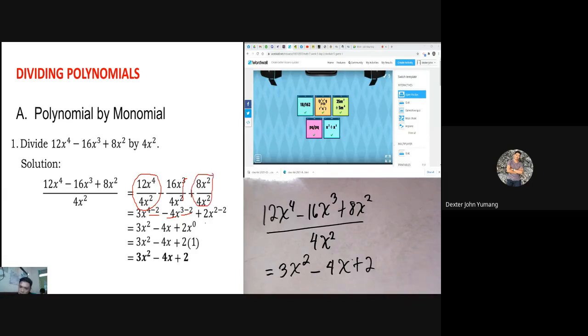Then, 8 divided by 4, that is 2 of course. Then, gisubtract niya yung 2 at saka yung 2 dito. Magiging 0 na siya pagdating dito. And any number raised to 0 is equal to 1. Yan yung tandaan nyo. Next, 1 times 2, 2 ang sagot. So, we have this final answer.